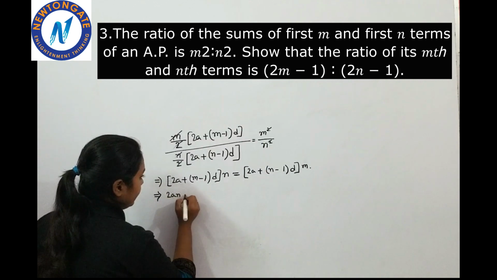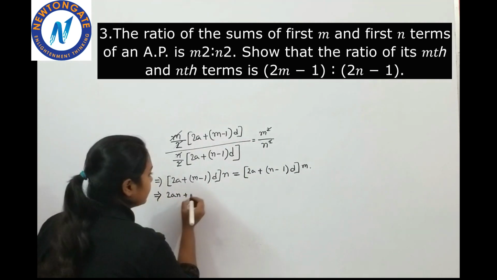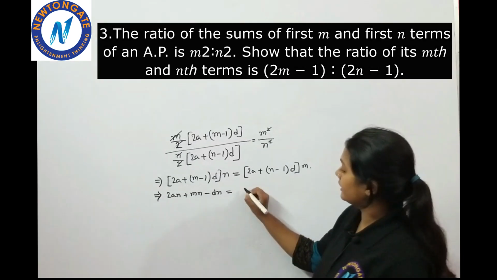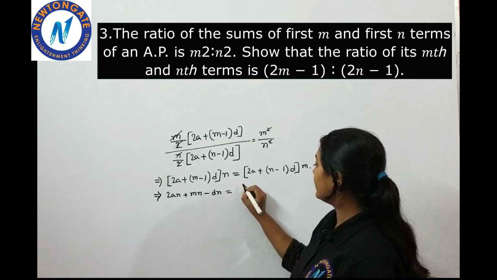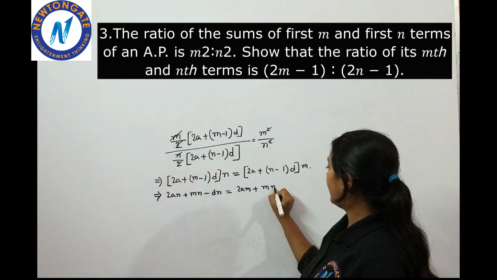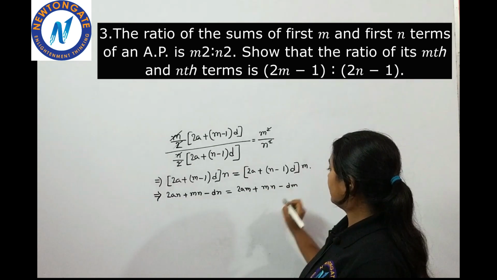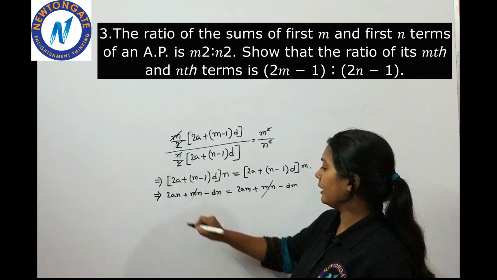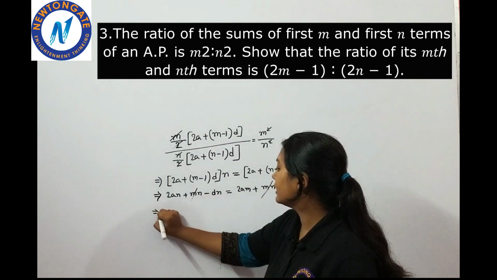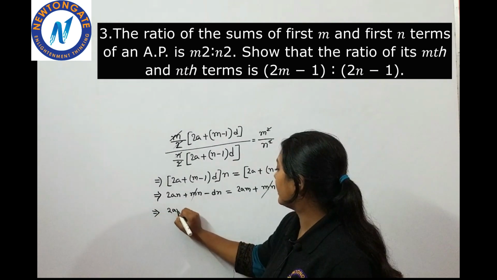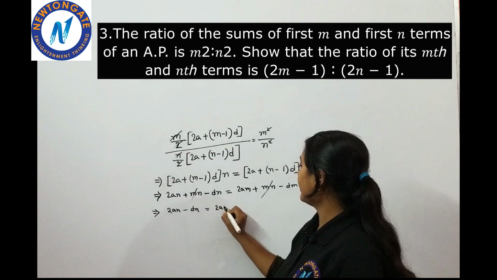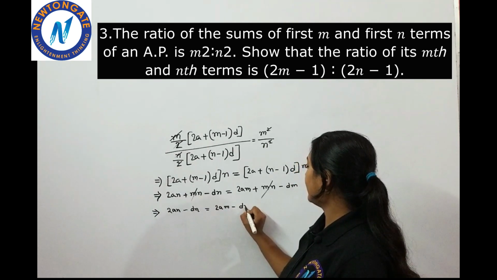2an plus mnd minus dn. And here we get 2am plus mnd minus dm. Here mnd and mnd cancel out, right? And we get 2an minus dn equals to 2am minus dm.